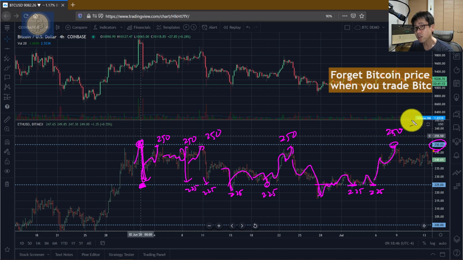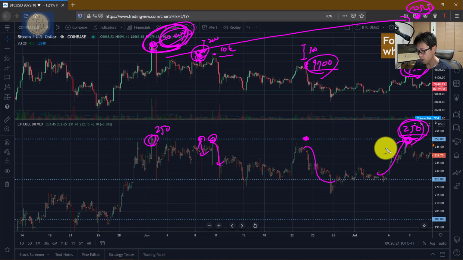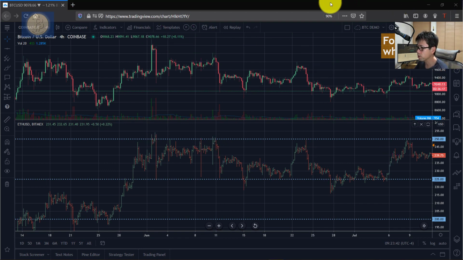So if you are only looking at EtherUSD between 225 and 250, it's pretty much easier to identify where the top is and where the bottom is. If you are going to trade Bitcoin, it gives a much clearer picture when you look at EtherUSD instead of Bitcoin, right? So let me go to a little bit of the background.